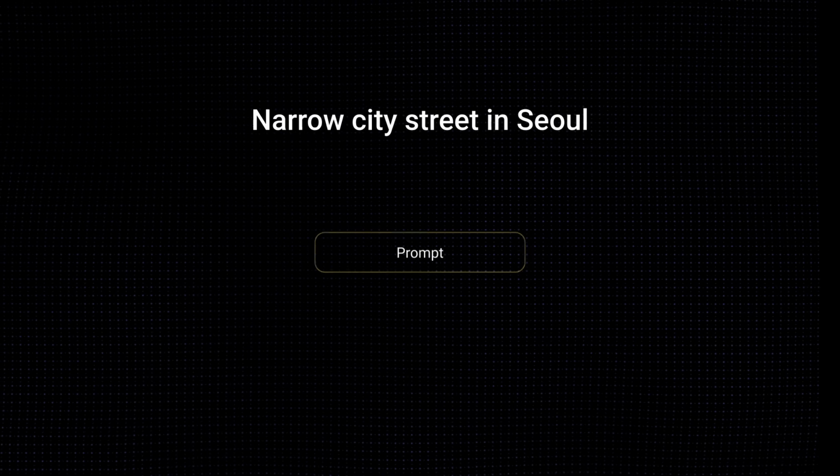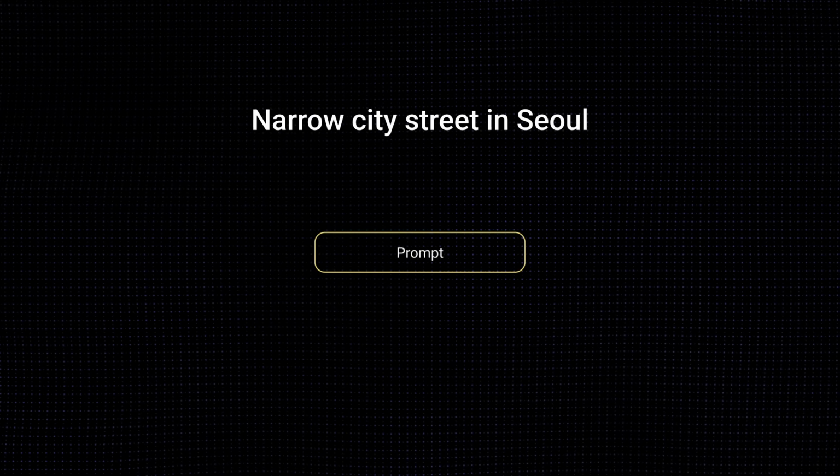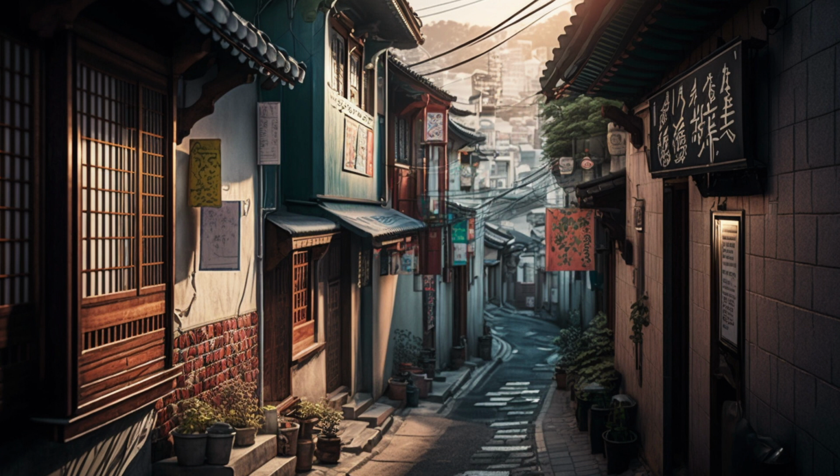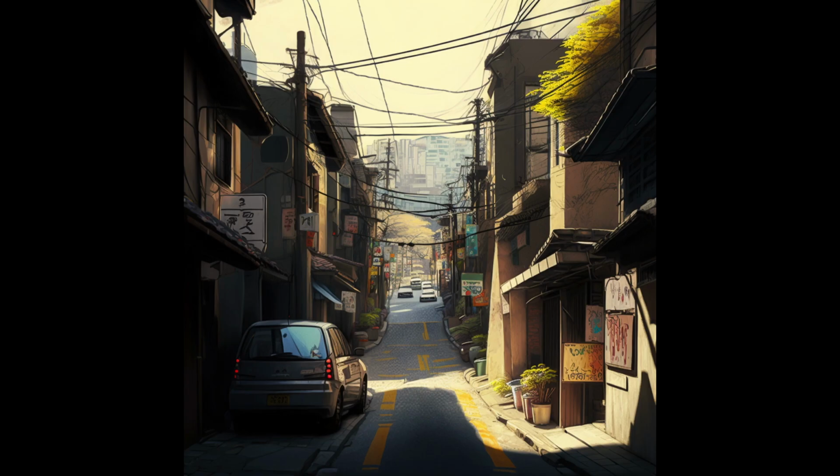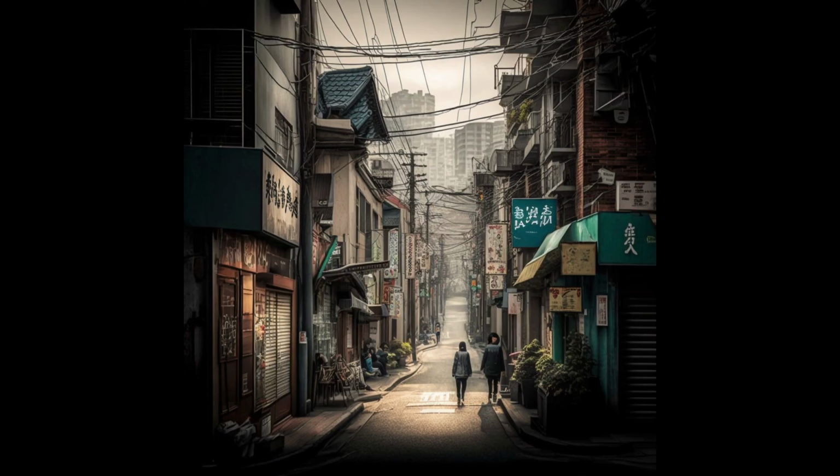Let's add the word narrow to our prompt. Narrow city street in Seoul. Here we go, more atmospheric scene with very traditional buildings that might not at all be like anything in Seoul. I think of Seoul as a very modern city. Let's try narrow modern city street in Seoul, Korea. Here we get these desolate, sad streets. There's an appeal to these images, but let's go for something more lively.